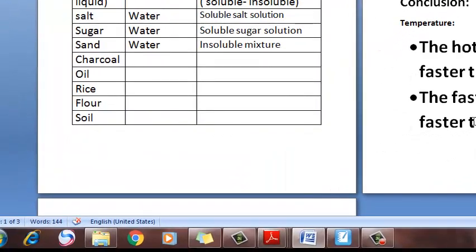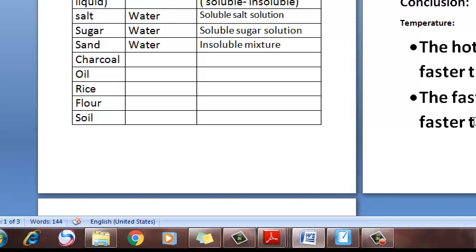Our last factor, or our last thing that can affect our dissolving, is the amount of solvent, the amount of water in our experiment here. If we bring 2 cups, say half a cup of water and 1 full cup of water, and we add 1 teaspoon of solute, let's say salt, in the half cup and 1 teaspoon in the full cup. Which one will dissolve faster?